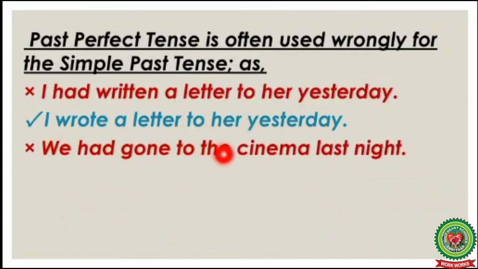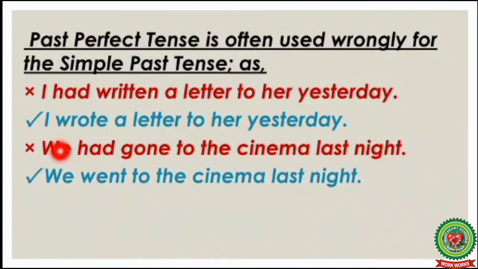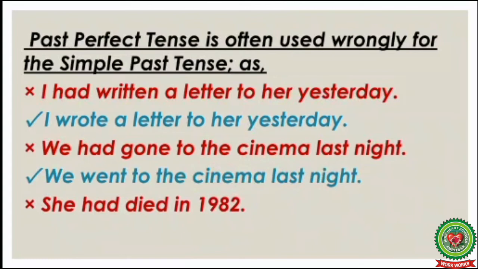We had gone to the cinema last night. Here also, last night shows that the action was over then and there only. So, the correct answer is we went to the cinema last night. She had died in 1982. This is incorrect because the action got over in the past. So, we will use simple past. The correct answer is she died in 1982.